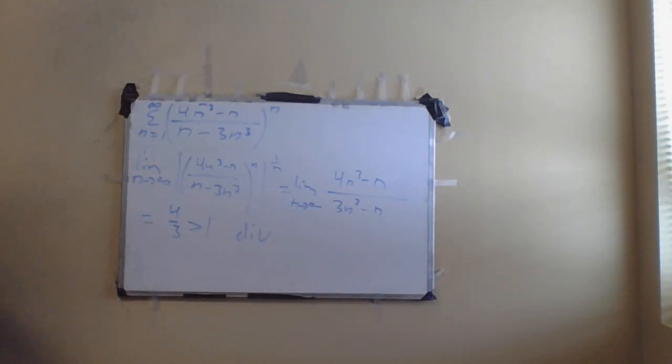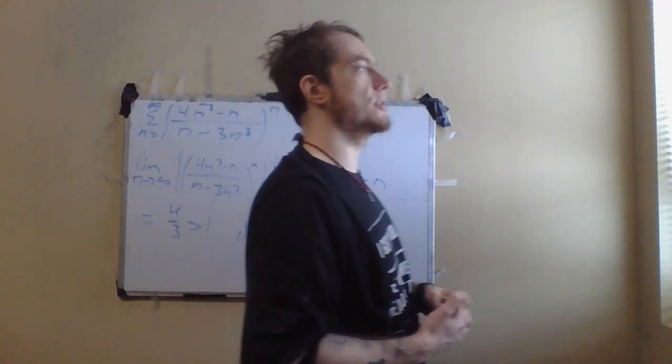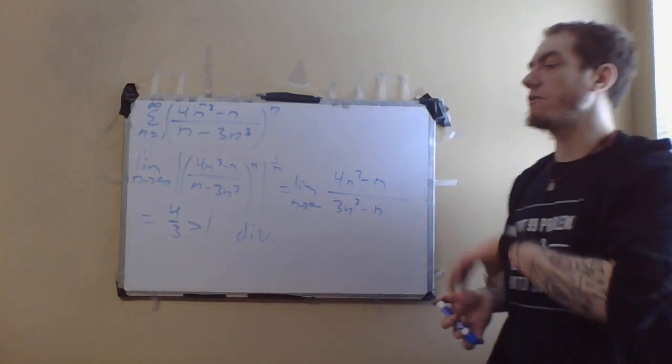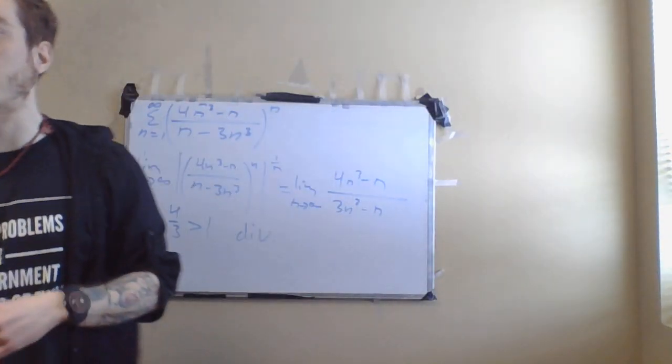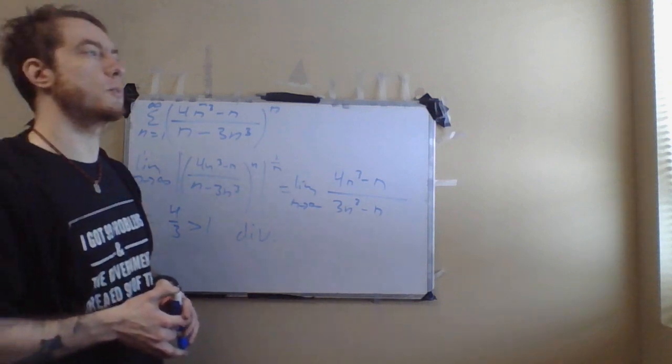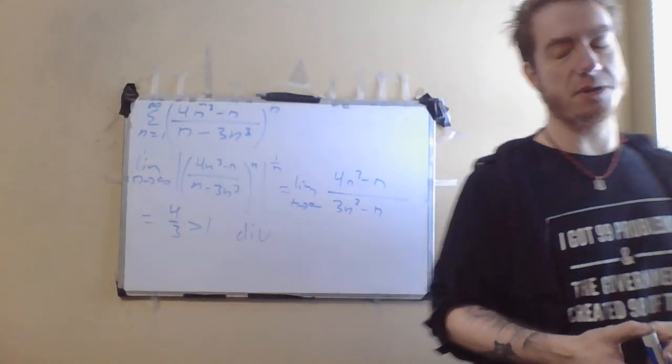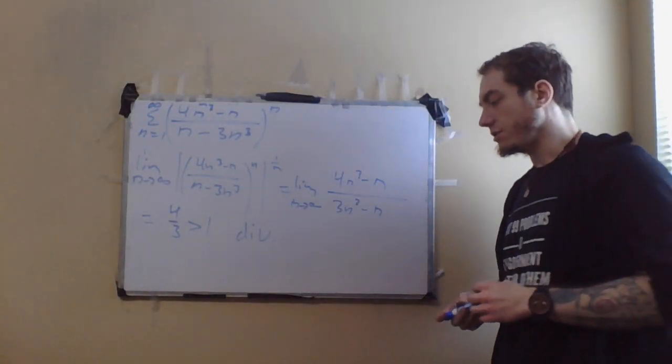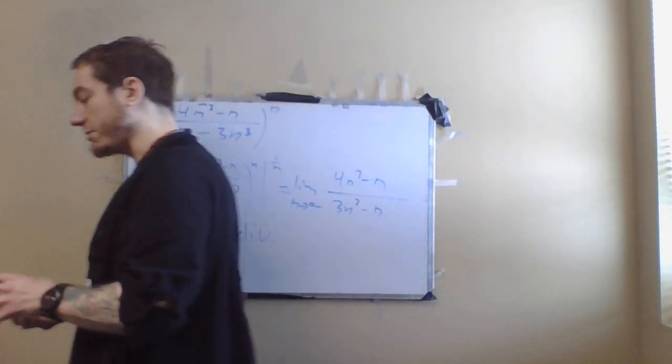Now, you might wonder, what about in the case where L is equal to 1? Can we go back to using the ratio test? Unfortunately, it turns out that in a lot of situations, if the root test gives us L equals 1, the ratio test ends up giving us L equals 1 as well. So yeah, there's problems going on there.